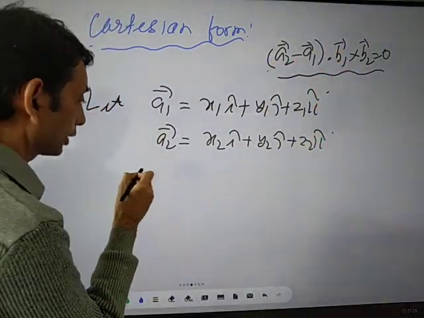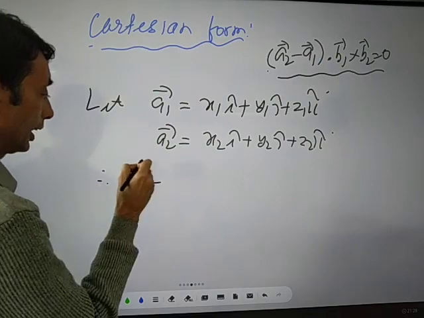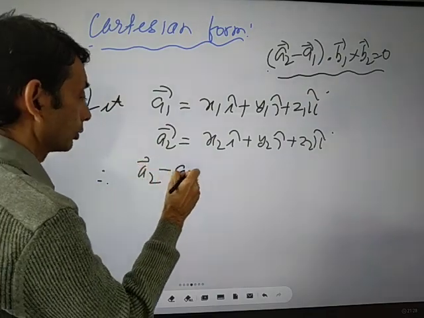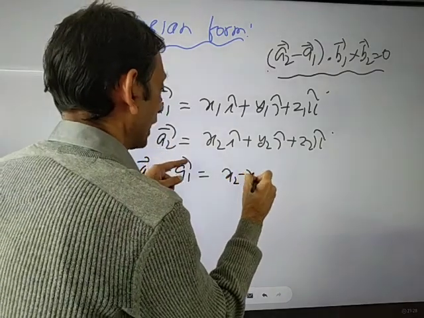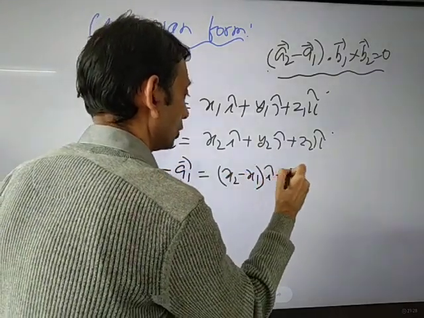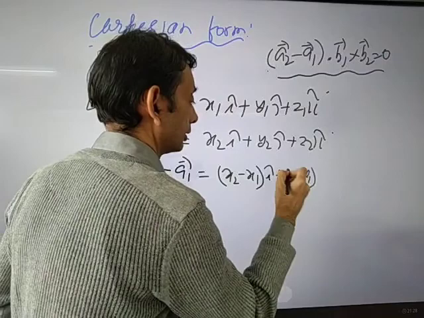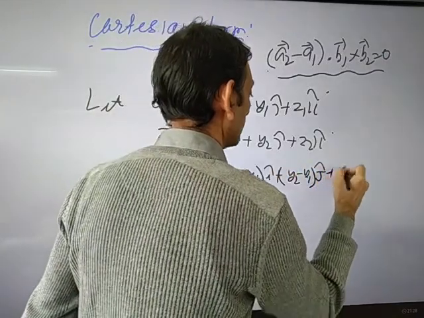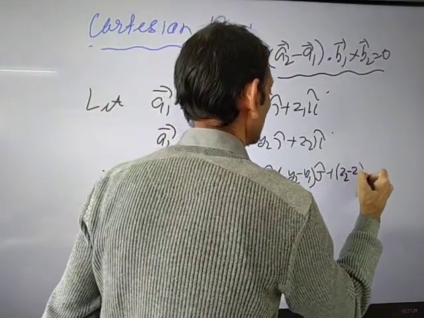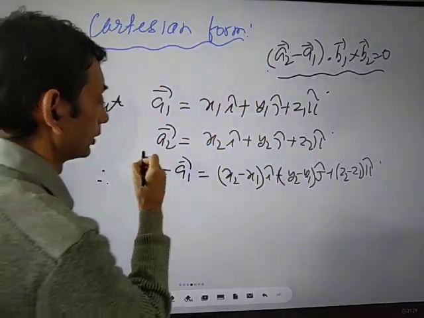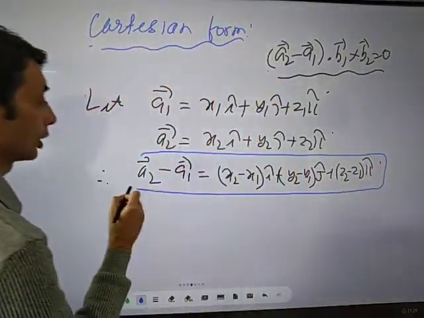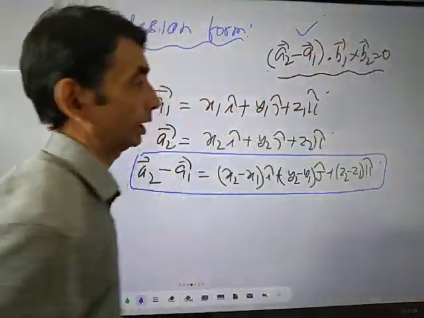So if you find A2 minus A1, therefore A2 minus A1 can be written as x2 minus x1 i cap, y2 minus y1 j cap, z2 minus z1 k cap. Okay, so this is A2 minus A1. You got this. Fine, A2 minus A1.